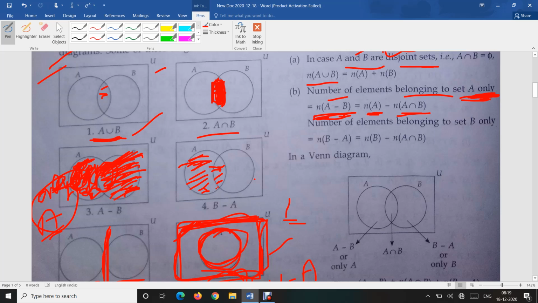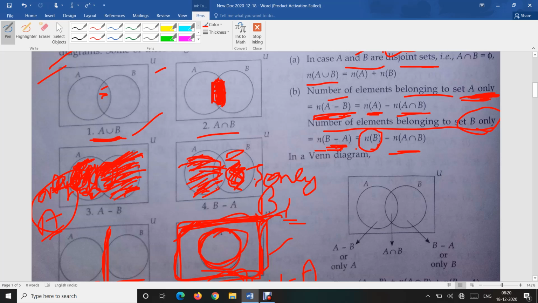Similarly, if we want to find the number of elements belonging to set B only, then it will be B minus A instead of A minus B. n of B minus A is equal to n of B minus n of A intersection B. That means this time we have to remove all this portion and we are left with this portion only, and this will be only B.